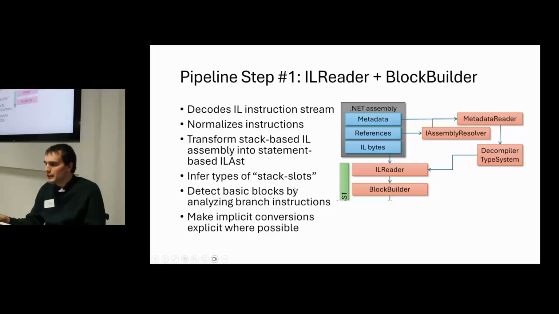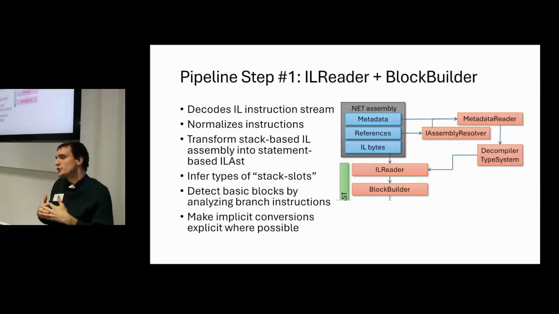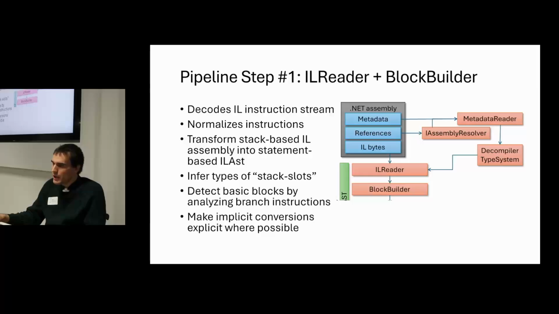Then the block builder detects basic blocks. A basic block is a sequence of instructions that ends in a jump instruction to another block or out of the method. And we also make the implicit conversions explicit where possible, because IL is not as strongly typed as C# is.